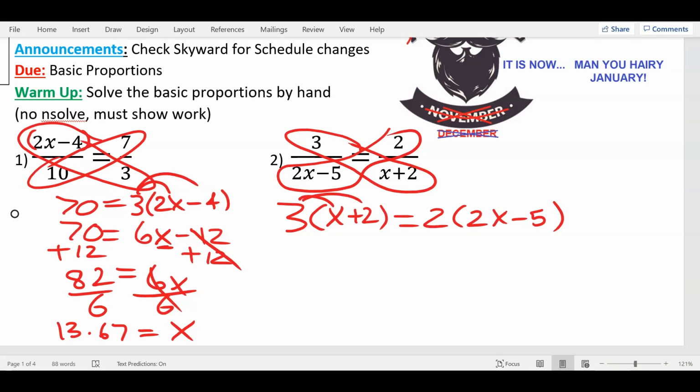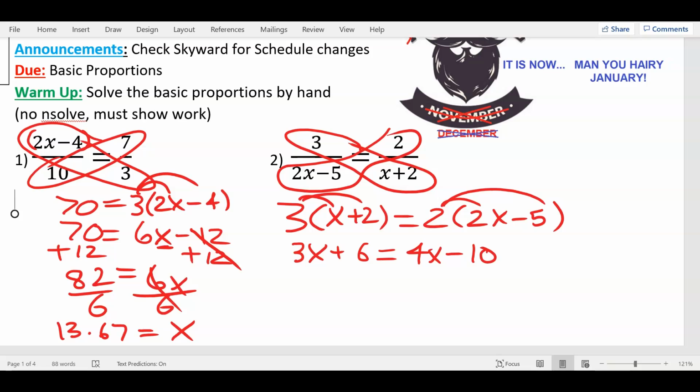Okay, so 3 times x is what? 3x. 3 times 2 is 6. And then on the other one, 2 times 2x, 4x, 2 times a negative 5 is a negative 10. We write it as a minus 10. Okay. So again, you write them out, distribute, and now it's about solving.